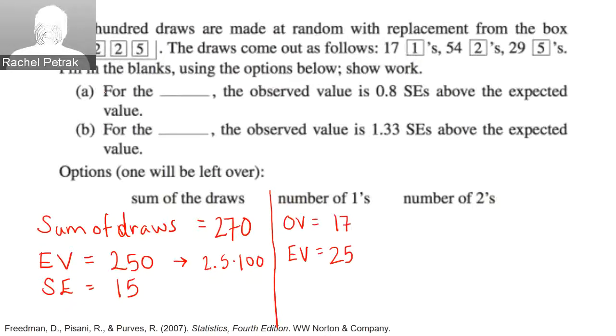Now, ones are 1/4 of the box. And the standard error here, you could certainly work out. It'll be approximately equal to 4.3.